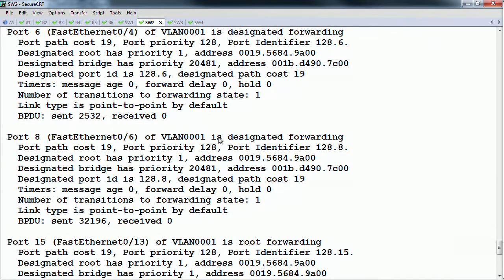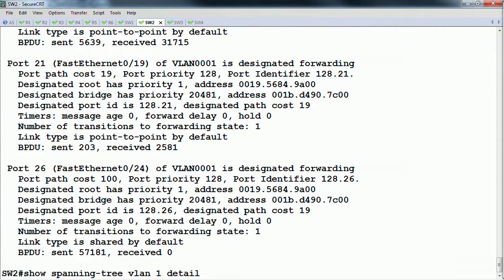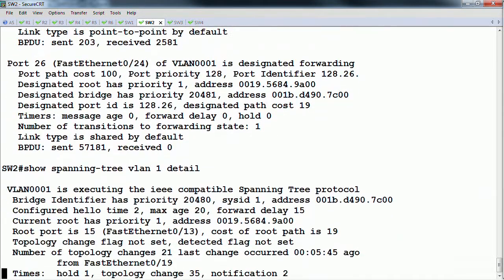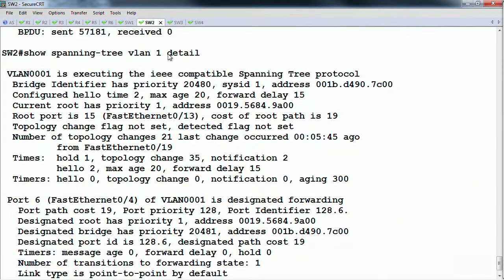I'm sorry, Brian, what command did you use to get that? Show spanning tree detail, where in this case I'm looking at just the VLAN 1 instance. If you said just show spanning tree detail, it'll show you every VLAN individually.